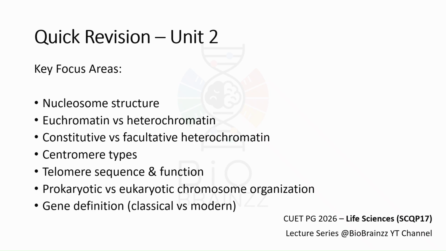Comparing the classic and modern views. Modern genes include regulatory elements like enhancers and silencers. Introns and exons can produce multiple products through alternative splicing. Make sure you revise all these points carefully. They are extremely important for CUET, PG and other competitive exams. With this, we will complete Unit 2 on chromatin structure and function.